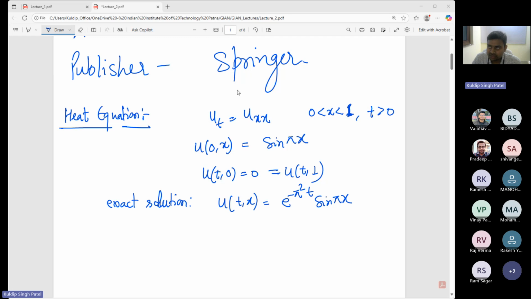It's just a small question: how many of you have read this heat equation earlier? Anyone?